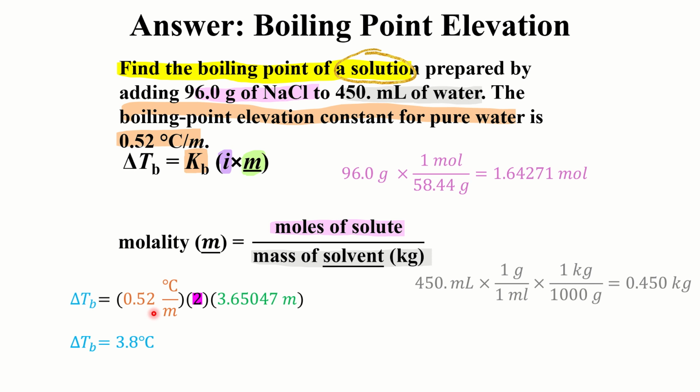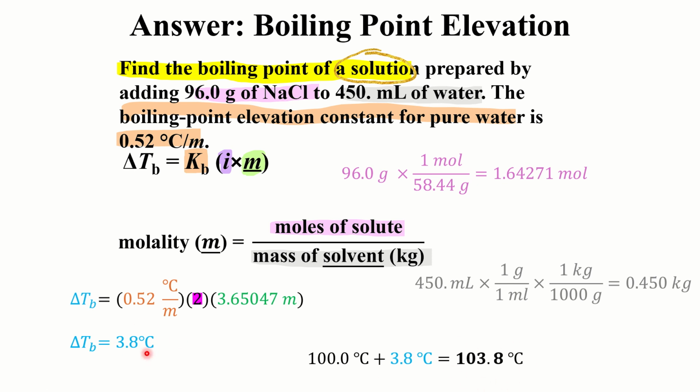Now you're not quite done yet. Remember that the question said, find the boiling point of a solution. What we have found is the boiling point elevation, or the change in the boiling point. So what we should do is take the boiling point of our pure solvent, which was water, 100 degrees Celsius, and add that boiling point elevation. So 100 degrees Celsius plus 3.8 gives a final answer of 103.8 degrees Celsius. This is your final answer.